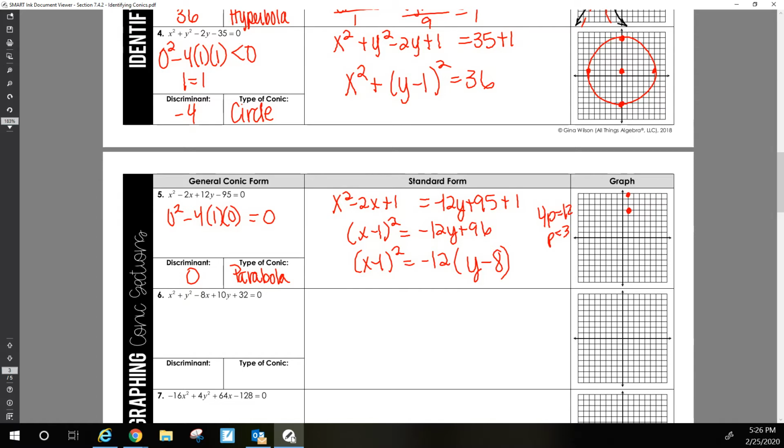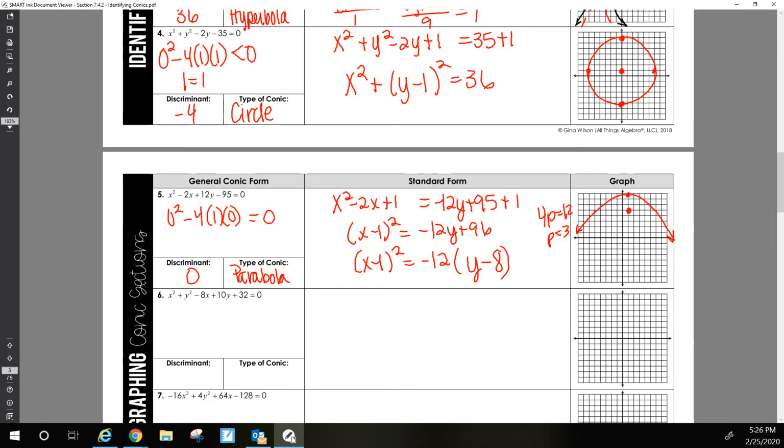And then we know it's going to be 12 units across at my focus. So we're going to go 6 in this direction, 2, 4, 6. Maybe 6 in the other direction, 2, 4, 6, is this guy here. And then I'm going to connect those 3 dots to make my parabola.